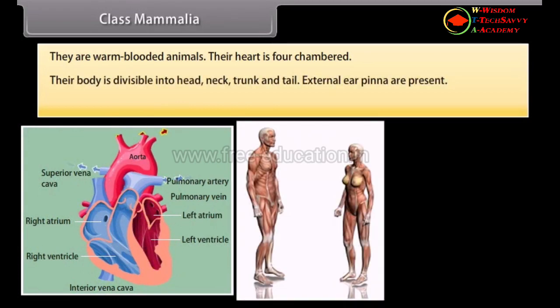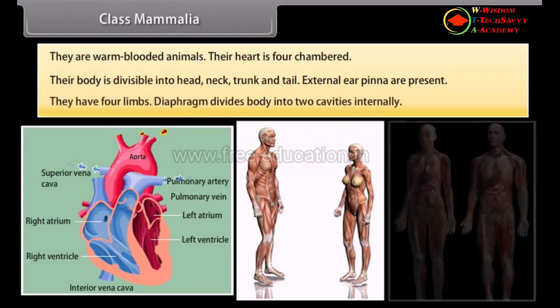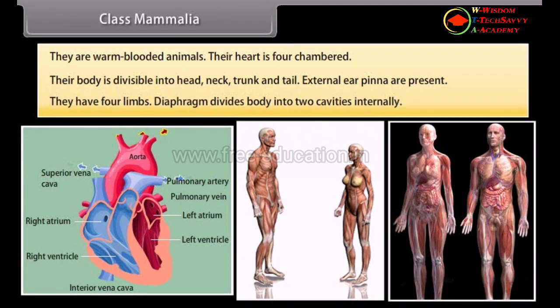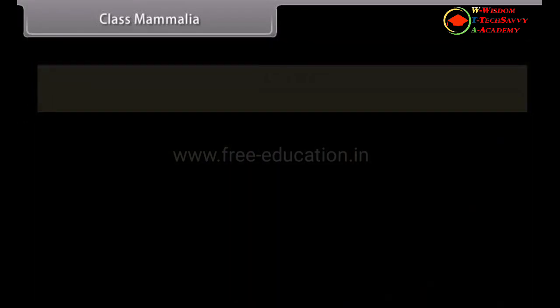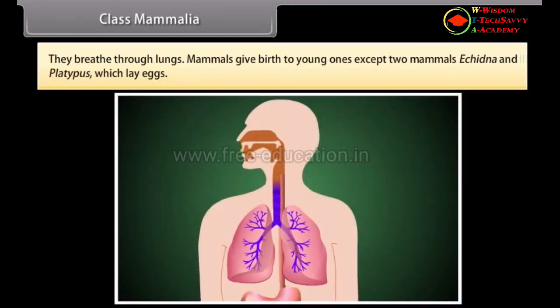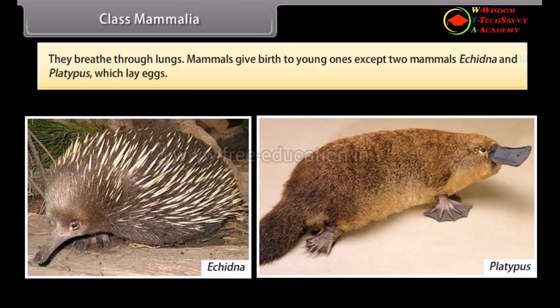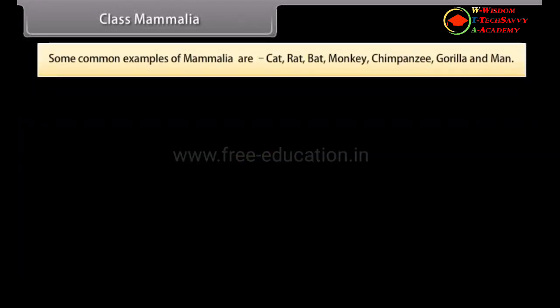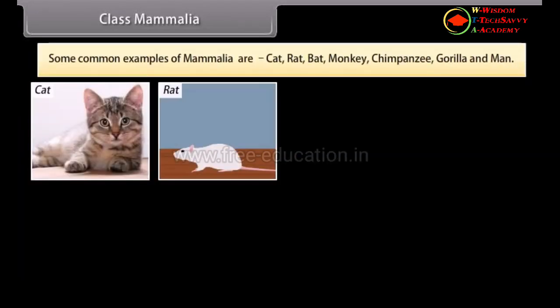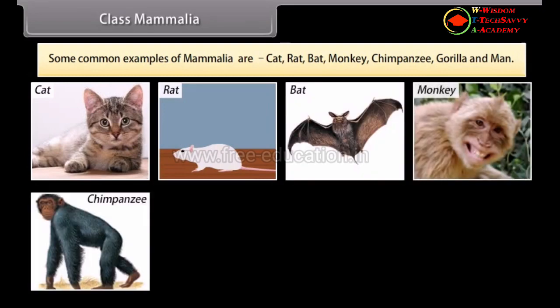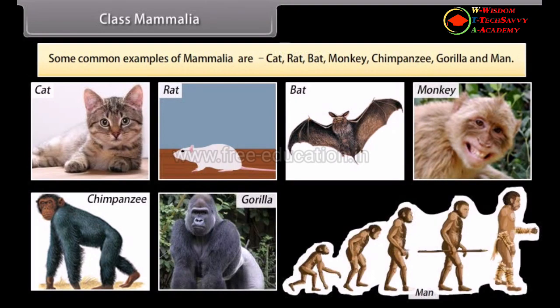Their body is divisible into head, neck, trunk and tail. External ear pinna are present. They have four limbs. Diaphragm divides the body into two cavities internally. They breathe through lungs. Mammals give birth to young ones except two mammals, Echidna and Platypus, which lay eggs. Some common examples of Mammalia are cat, rat, bat, monkey, chimpanzee, gorilla, and man.